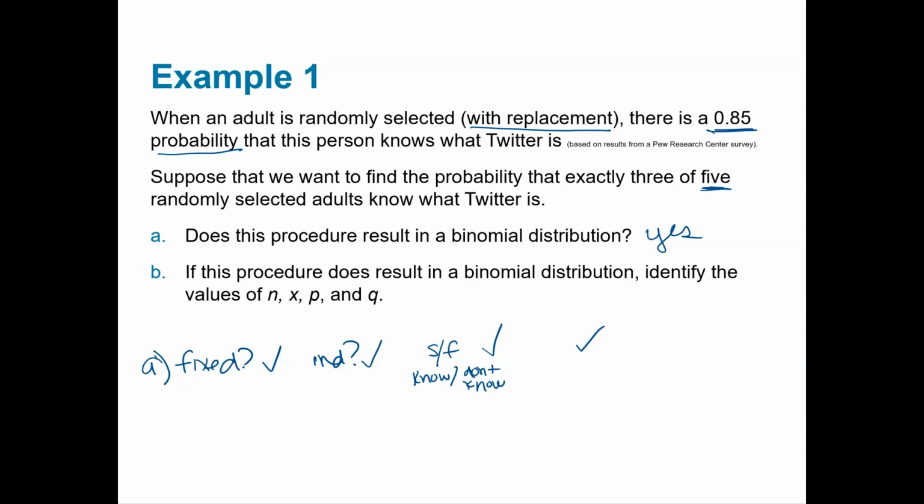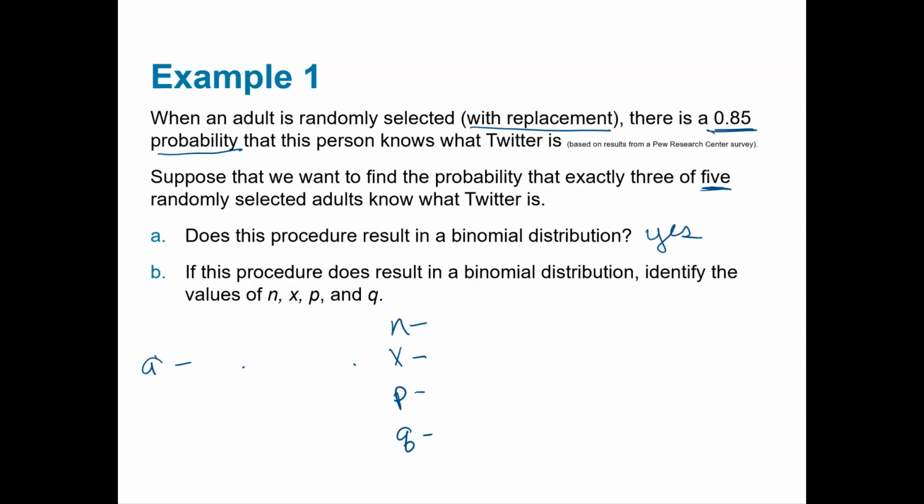So if it is, identify the N, the X, the P, and the Q. So the N is the number of trials, the X is the number of successes we're looking for, P is the probability of success, and Q is the probability of failure. So how many people are we at? How many trials? 5. How many are we looking for? 3. P is 0.85. Now, how do we calculate Q? Remember that the total of probability is 1, so Q is actually going to be 1 minus 0.85, or 0.15. If you know P, you can figure out Q and vice versa.